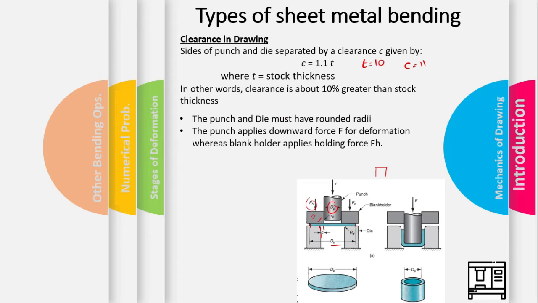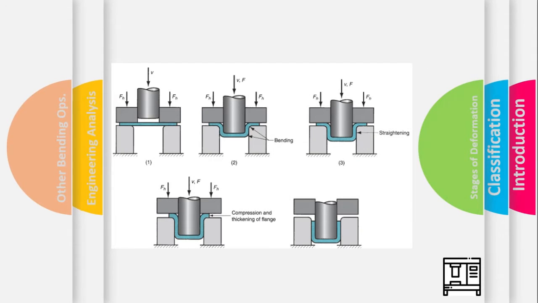While performing the drawing operation, there's a series of deformation processes, and there's a sequence of stress and strain that is produced in the blank while undergoing the drawing operation. So let's see how the stages of deformation take place during this operation. During the process of the drawing operation, there are multiple stages of deformation. As you can see here, we have the blank, the punch and the die opening.